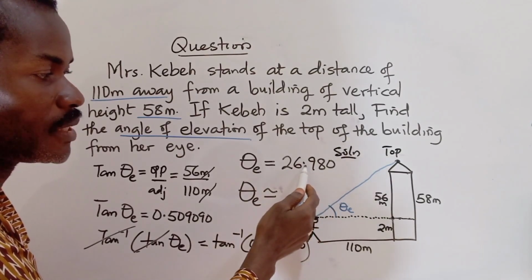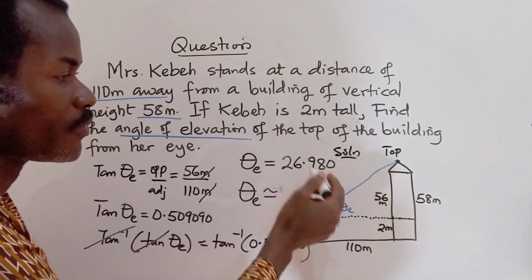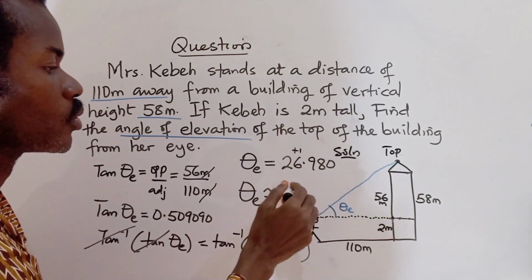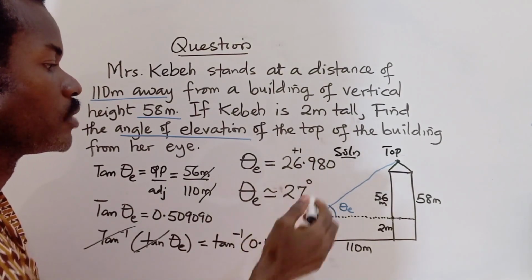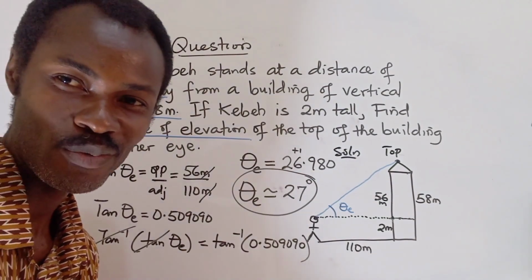Now if we approximate this to one decimal place, since 9 is greater than 5, we are going to add 1 to this. So we have 27 degrees. That gives us the solution to this simple problem.